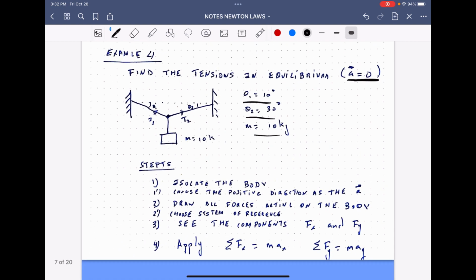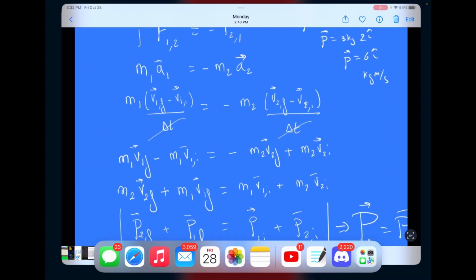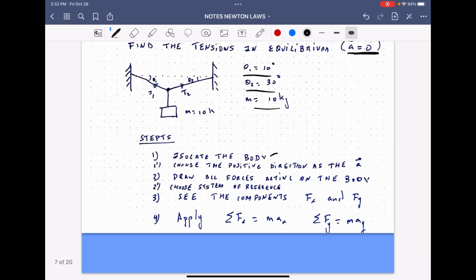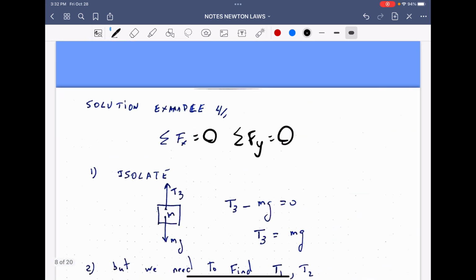And then we have the steps, which is isolate the body, choose a positive direction as the acceleration, draw all forces acting on the body, choose system of reference, see the components Fx and Fy, then apply Fx equals max and Fy equals may. So here are the steps.